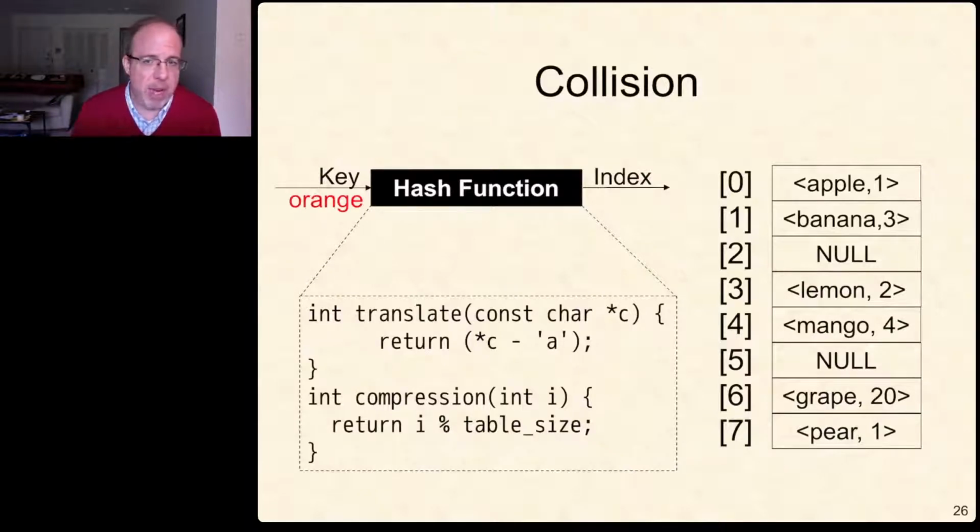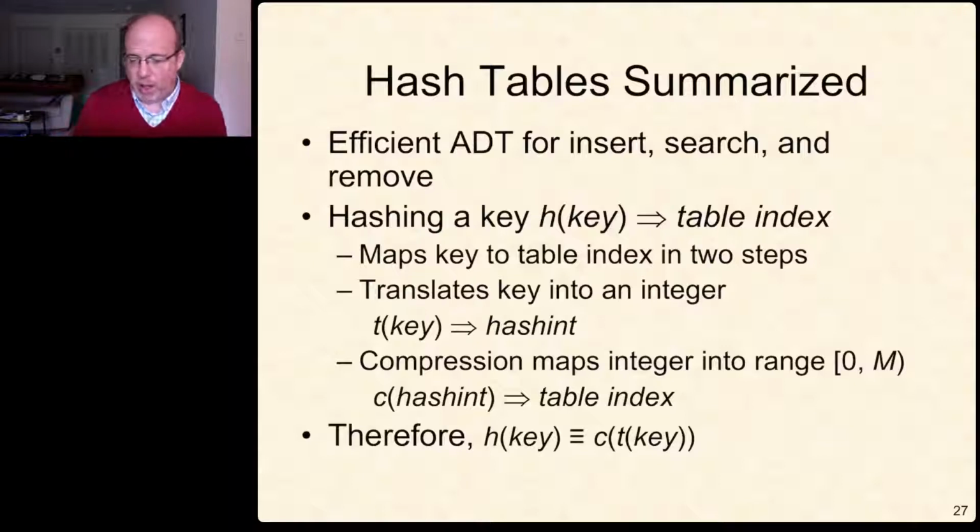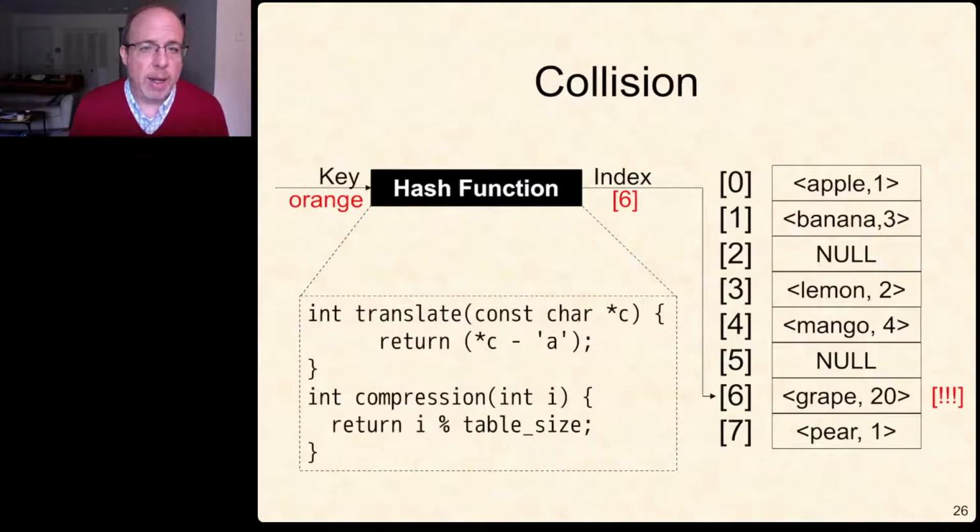Now let's imagine we have orange. Orange goes through this. Orange is before pear, so it's going to end up being where grape sits in 6, and that's a collision. We're going to have to solve that. We're going to have to figure out what to do with that. And again, we will solve that problem, but we're going to solve it on Tuesday.